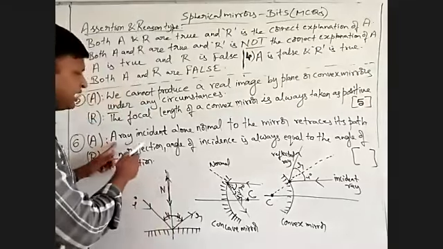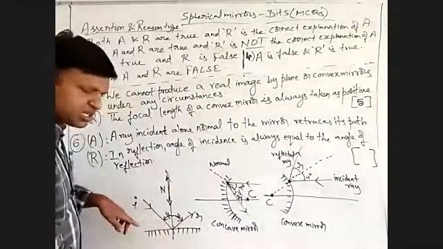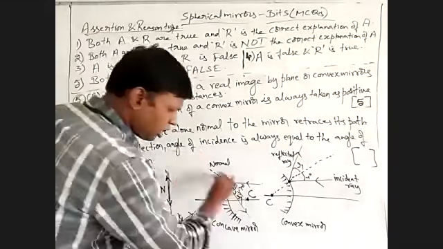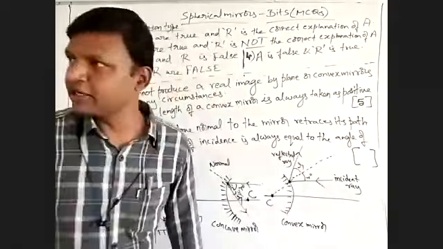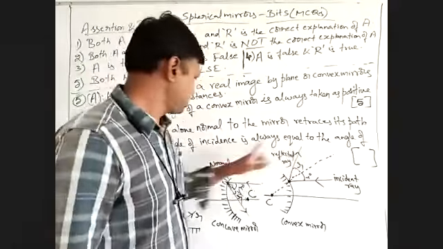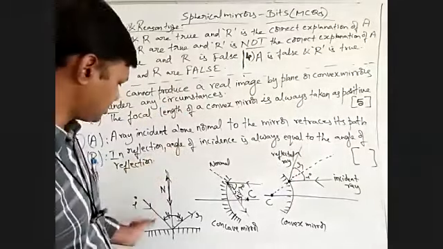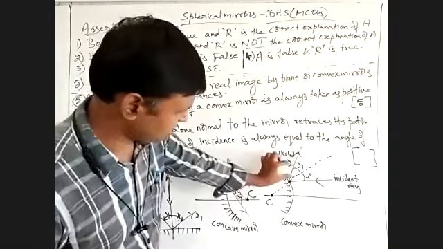So, see here, a ray incident along the normal to the mirror retraces its path. Normal incidence, it goes back again. It will retrace the same path. And in reflection, angle of incidence equals angle of reflection.